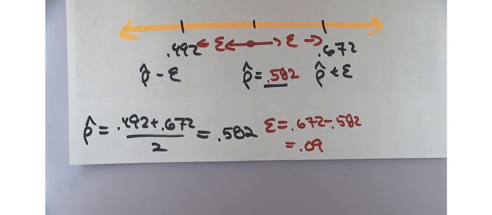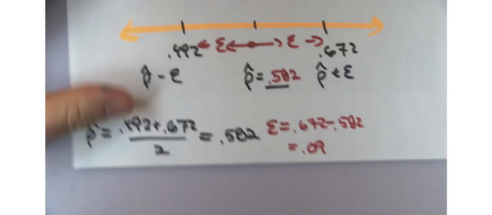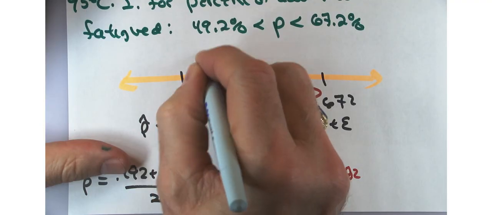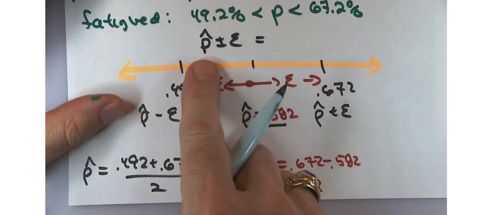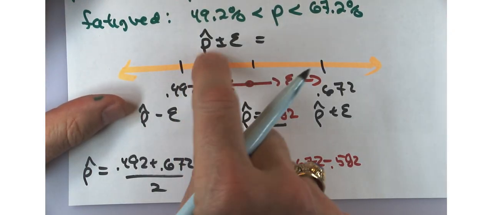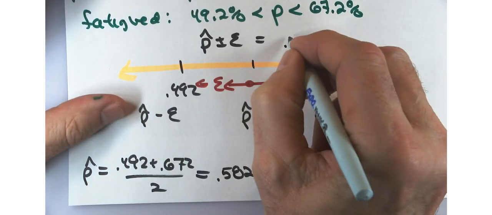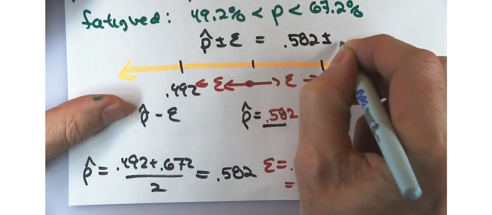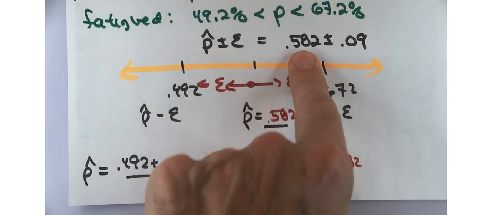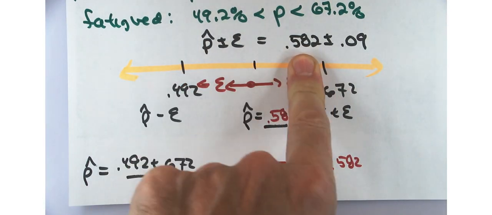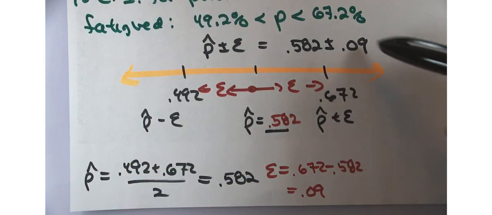So either way. Now, rewriting it like this allows me to rewrite the confidence interval in a different way. One way that you'll see confidence intervals written sometimes is p hat plus or minus E. I like this because it's telling you what your best guess is. Your best guess is your point estimate. That's going to be 0.582 plus or minus 0.09. So that's an alternative way to write your confidence interval. The benefit here is that you can easily see what's in the middle. That's my best guess, my point estimate, plus or minus a little error term.